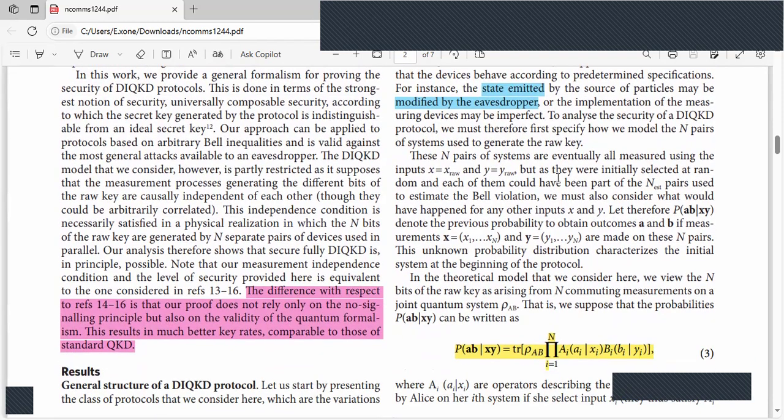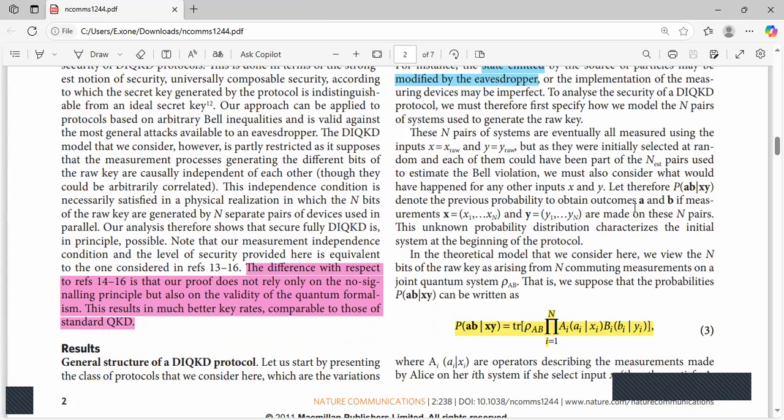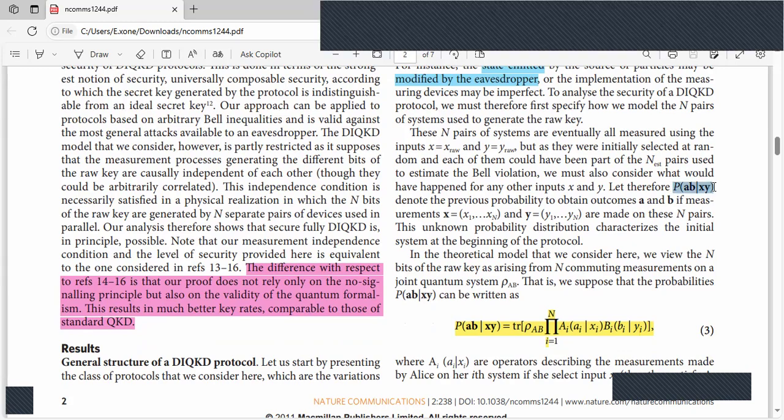So consider we have X and Y, the inputs of Alice and Bob respectively, and they are using these inputs to decide which measurement to perform on their quantum states that are supposed to be entangled with each other. Their measurement results are given by A and B, and the probability through which they get these measurement results based on their inputs is given by this probability distribution conditioned on their inputs X and Y.